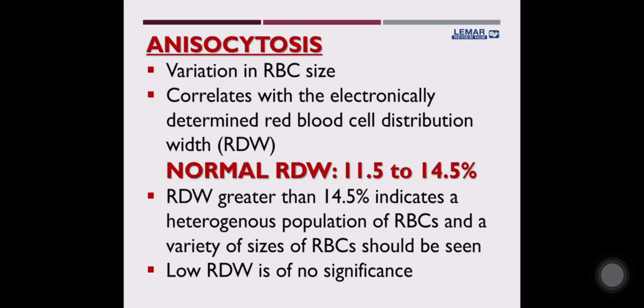A parameter reported in automated instrument that correlates with the degree of anisocytosis is RDW, or the red cell distribution width. Normal RDW is from 11.5 to 14.5%. Increased RDW or RDW greater than 14.5% indicates a heterogeneous population of red cell. May mga microcyte, may mga macrocyte. Low RDW is of no significance.